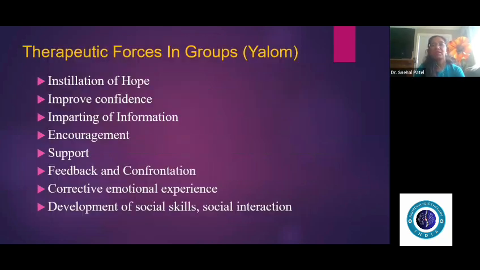The therapeutic forces in a group, by Yalom: installation of hope. Patients build hope, improve confidence, impart information, and receive encouragement, support, feedback, and confrontation, corrective and emotional experience with each other, and develop social skills and social interaction.